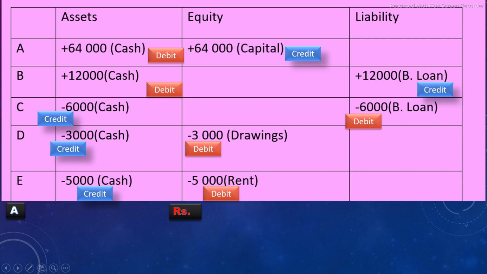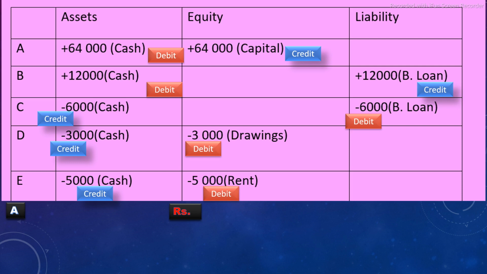But when you write the final double entry, there will be no plus or minus. Only debits and credits come. That plus 64 becomes debit 64. This plus 12,000 becomes debit 12,000. This minus 6,000 becomes credit 6,000. So there is no plus or minus in the answer when you come to double entry. Accounting equation, of course, no problem.